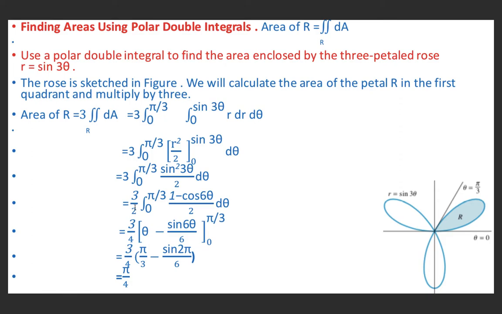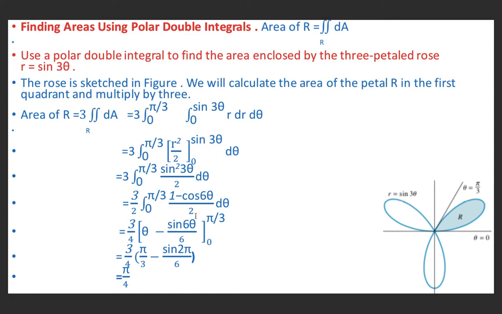So sin square 3 theta upon 2, 1 upon 2 is constant, so we can write it outside. So this is 3 by 2. Sin square 3 theta is 1 minus cos 6 theta upon 2, because we know that sin square theta is 1 minus cos 2 theta upon 2. So it is 3 theta here, so we have written 6 theta. Now the limits of integration are from 0 to pi by 3. We will integrate this with respect to theta.